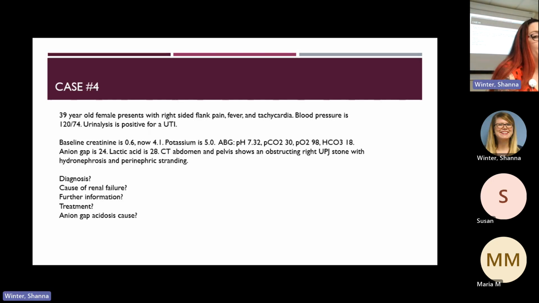All right. This patient has an anion gap metabolic acidosis. Their blood sugar is 273. What other information would you want from that? And why is their anion gap high?